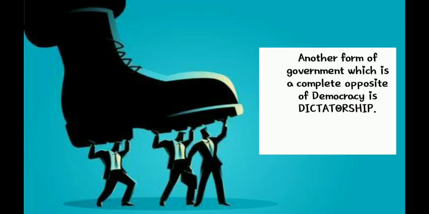Another form of government, which is a complete opposite to democracy, is dictatorship. In a dictatorial government, a single person or a small group of people rule the country. The dictators are not elected and usually seize power over the whole country. They work for self-interest and are not at all concerned about the well-being of the people.